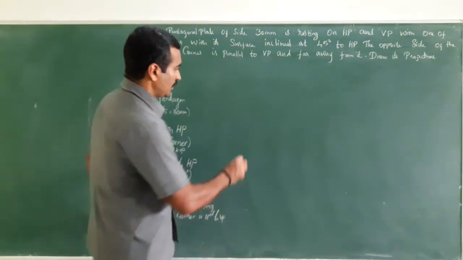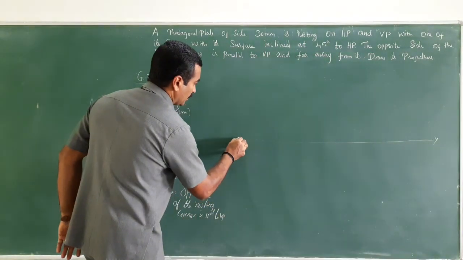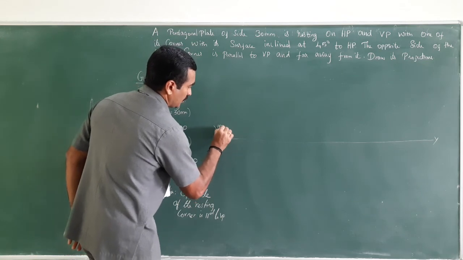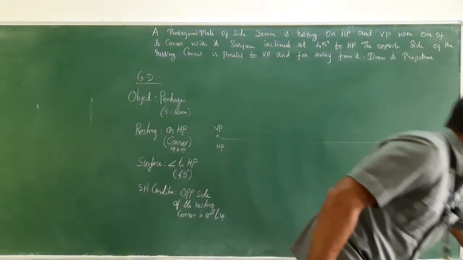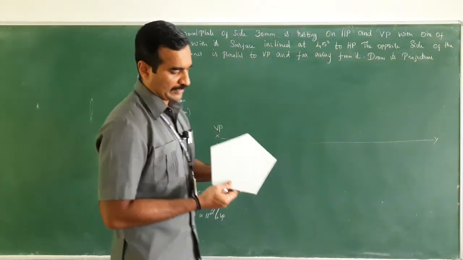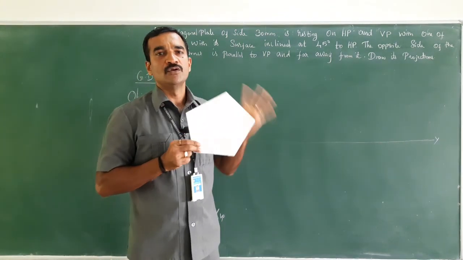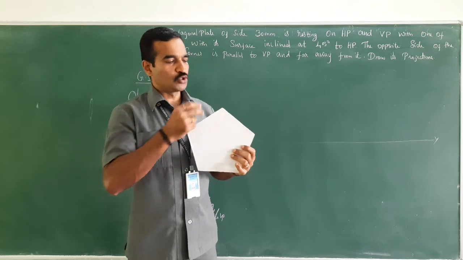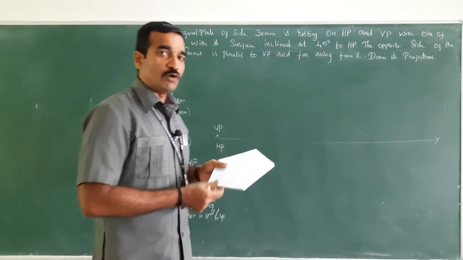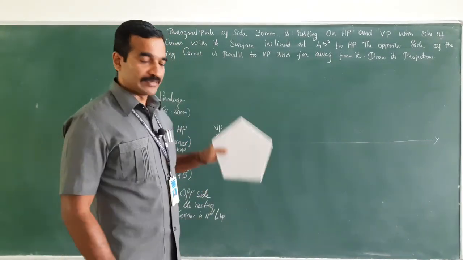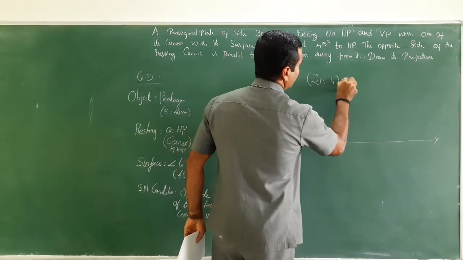So, first let me draw the reference line, which is nothing but the XY or the ground line, VP and HP. Here the object is a pentagon. How many sides does it have? It has 5 sides. 1, 2, 3, 4 and 5 sides. Right. So, how to find the internal angles? There is a formula: 2n minus 4 into 90.